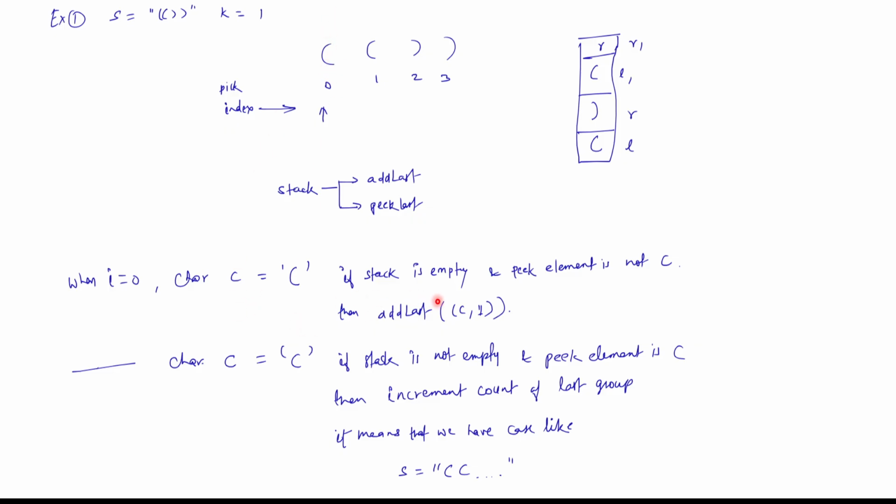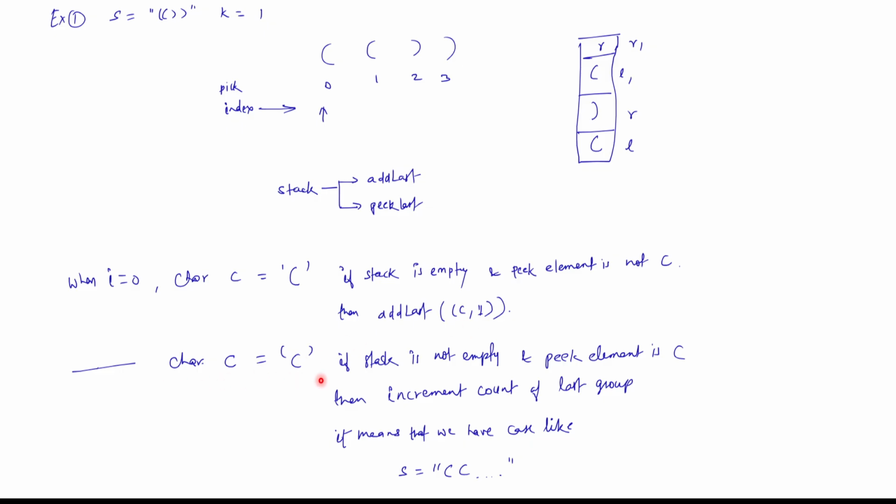Let's suppose the stack is empty, very first. If the stack is empty, what we need to do is pick the element. If the peek element is not the starting parenthesis, it means there will be an ending parenthesis, so in that case we add it at the last. We want a group of elements, two groups. For the last group, where we use this parenthesis, if this is not this, then add at the last.